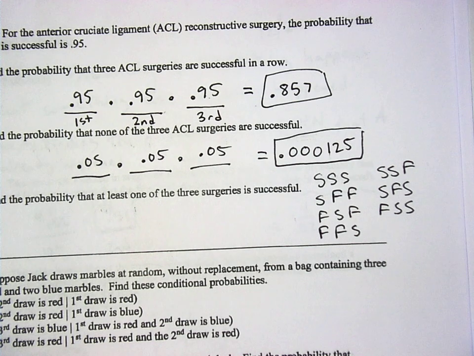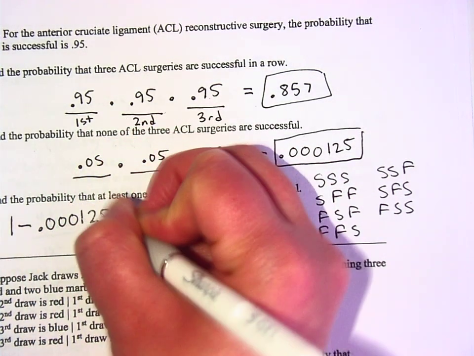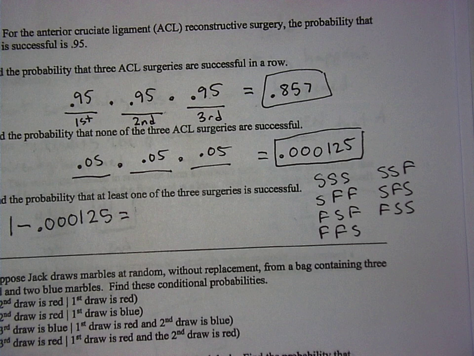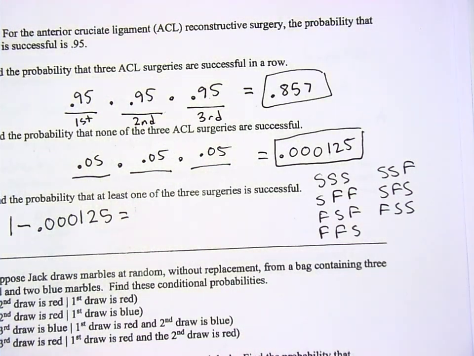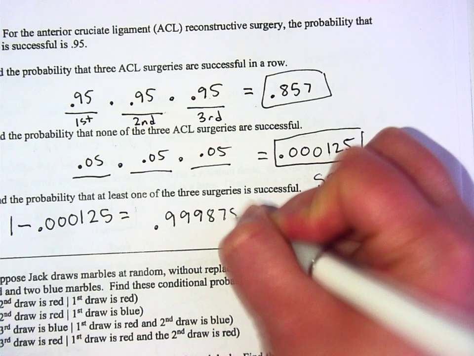And that sounds horrible. Or we could do the complement, where we just say the only thing that can't happen is all 3 are unsuccessful, right? What's the probability of all 3 of them being unsuccessful? So all we're going to do is take 100% minus 0.000125. And that's it. That's a complement. It's the opposite of what you're trying to find, subtracted from 1, which is 0.999875.